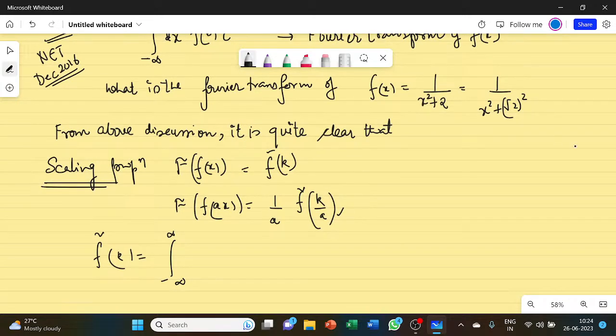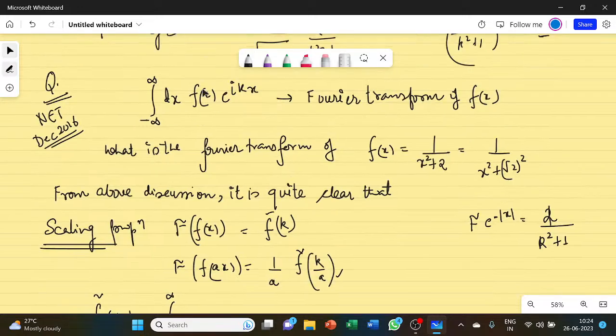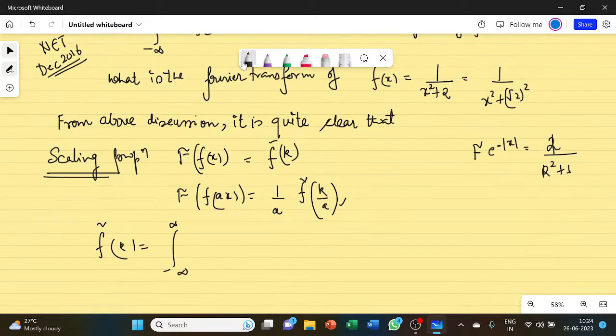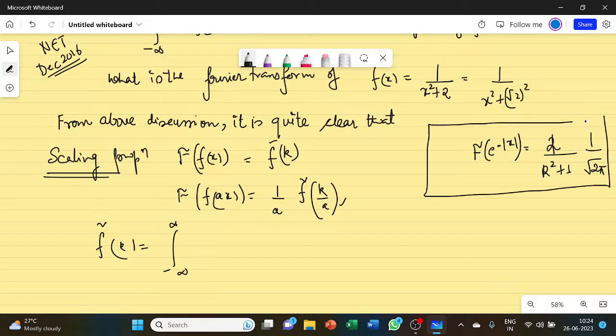Remember, the Fourier transform of e to the power minus modulus of x is 1 upon simply k square plus 1. Some 1 upon root 2 pi is following, but just forget about it, because the definition here does not contain 1 upon root 2 pi. Even if you want to write it, you can do it, or if you don't want to write it, it's absolutely fine. This was the case that we did initially, and if you want to drop 1 upon root 2 pi, that is absolutely up to you.